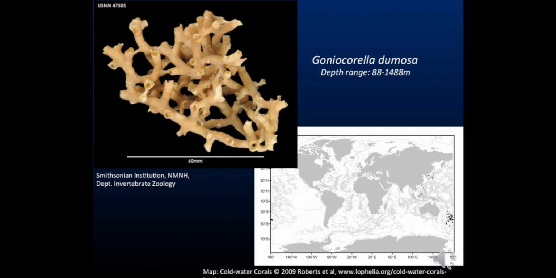Goniocorella dumosa is most often found in the southern hemisphere near New Zealand, but also off Indonesia, Korea, and South Africa. It has a wide depth range, but is most common at 300 to 400 meters depth.